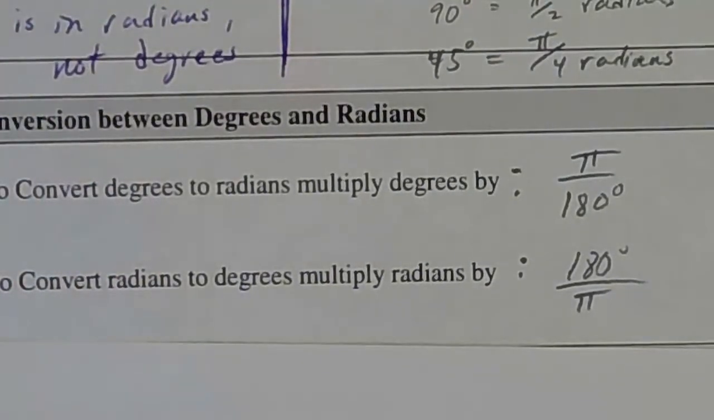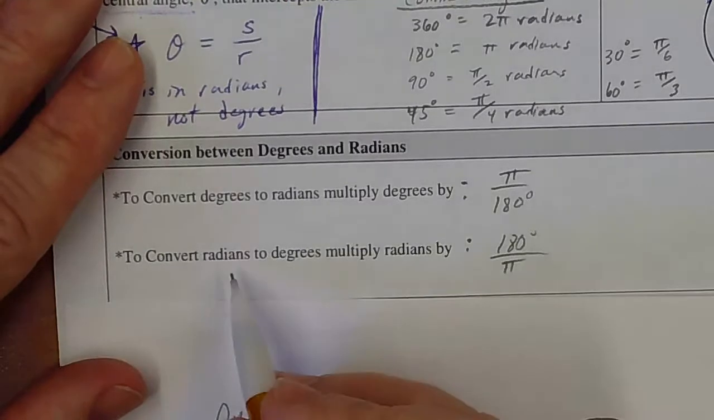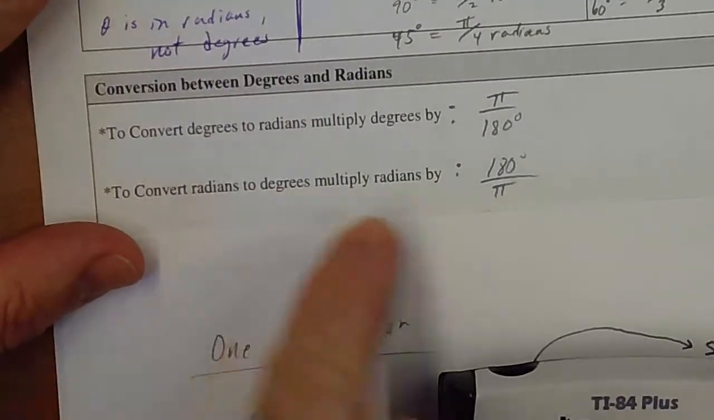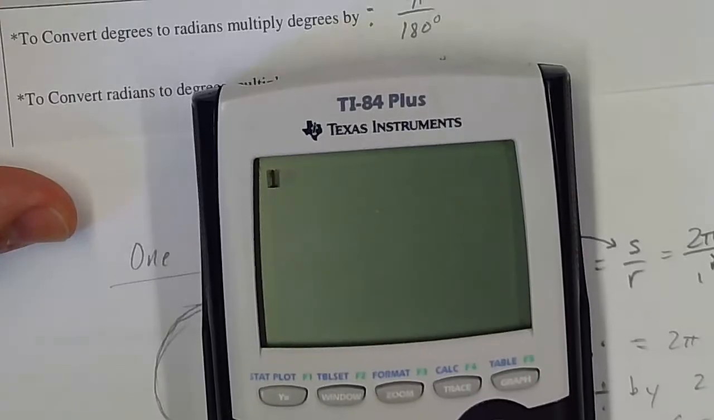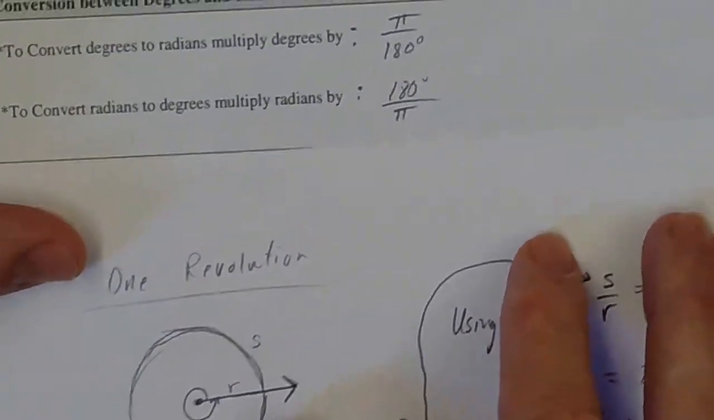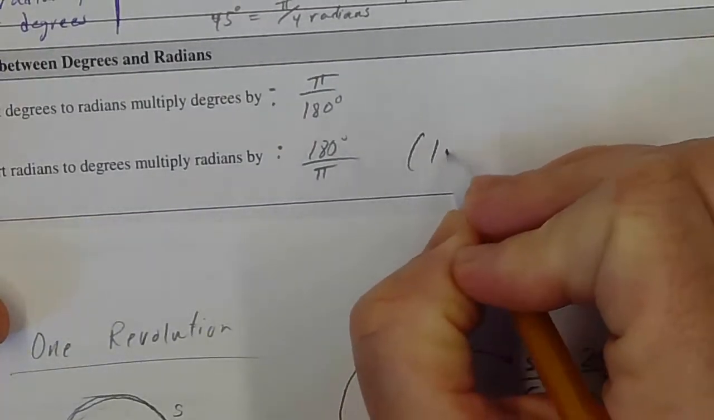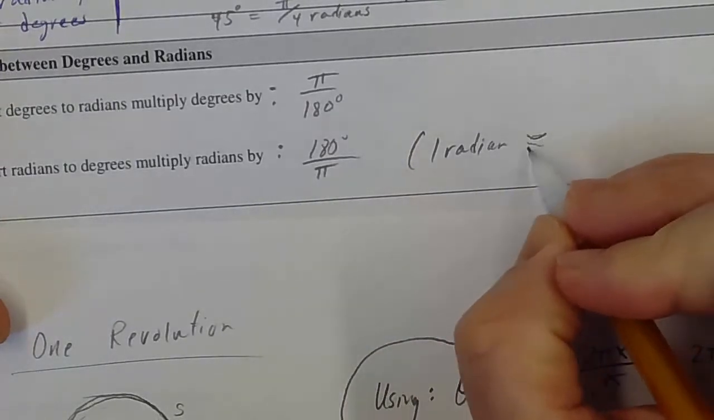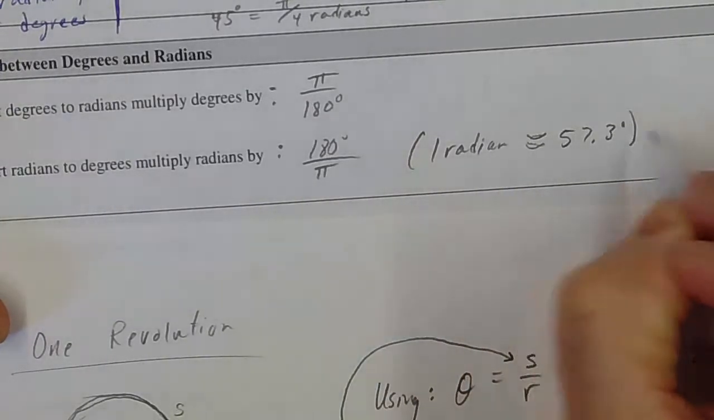Okay. Kind of gives you an idea how big a radian is too. How does it relate to degrees? If I want to figure that out, since this is 1 radian now, I could just punch in 180 divided by pi. And 1 radian is about 57 degrees. Okay, so it's a big term, right? So let's put that over here as well. 1 radian is approximately 57.3 degrees.